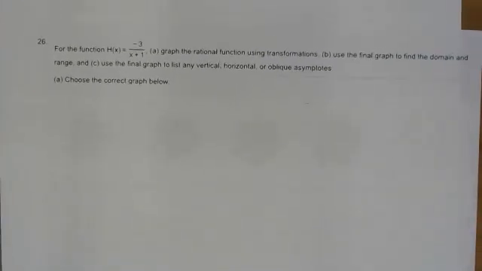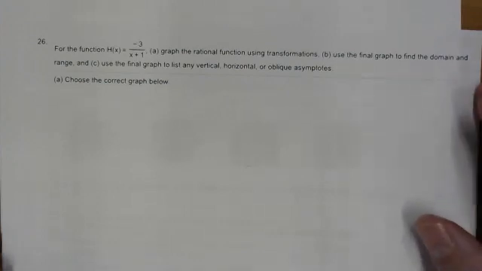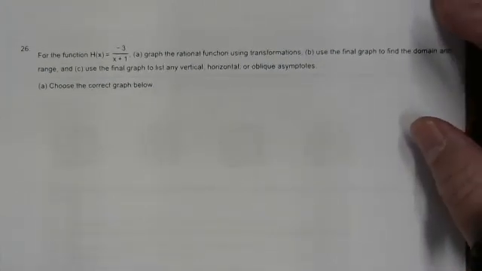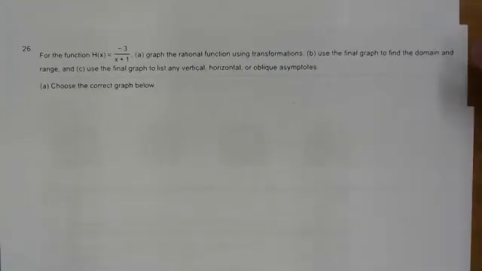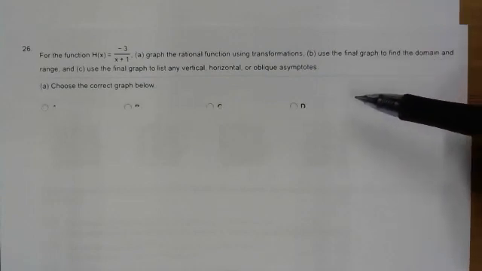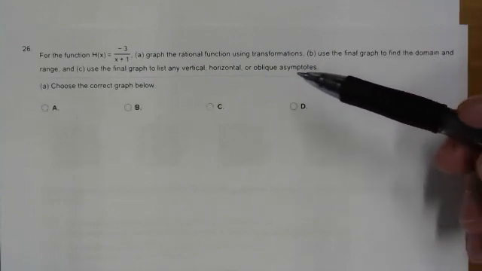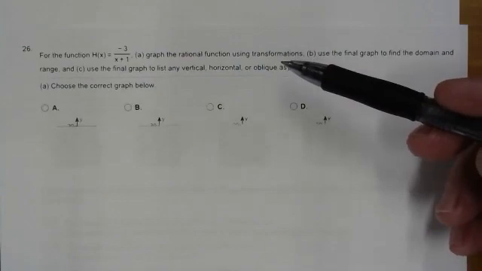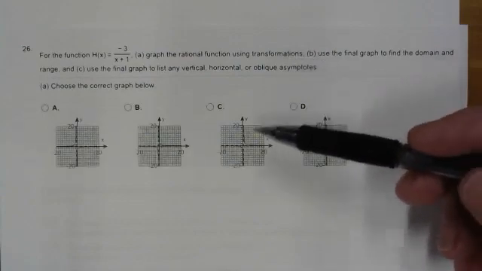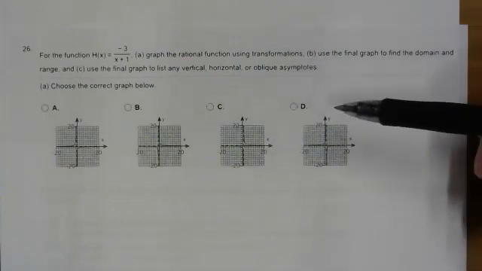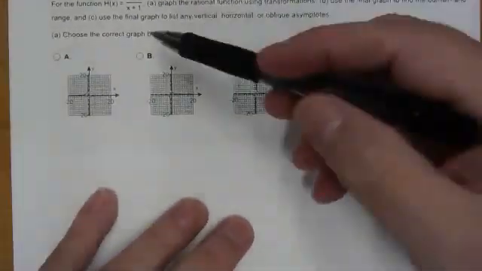Here they give you a rational expression and ask you some questions. So this is like a fraction, -3 over x plus 1. So let's say graph it using transformations. I'm not going to do that. I'm just going to graph it. You got 4 choices here. Let's see which one looks correct.